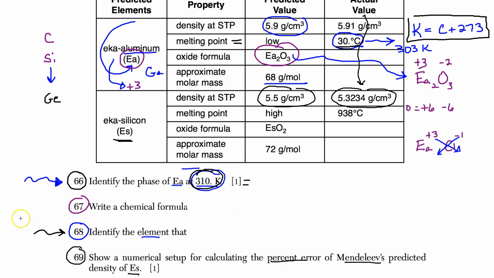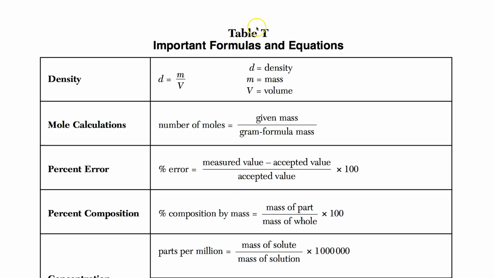Let's go get it. And so here we are in table T, and here is our percent error formula. Measured value minus the accepted, sometimes you can call this the theoretical, divided by the accepted times 100. Okay, it's a measure of accuracy. Let's go to our problem.